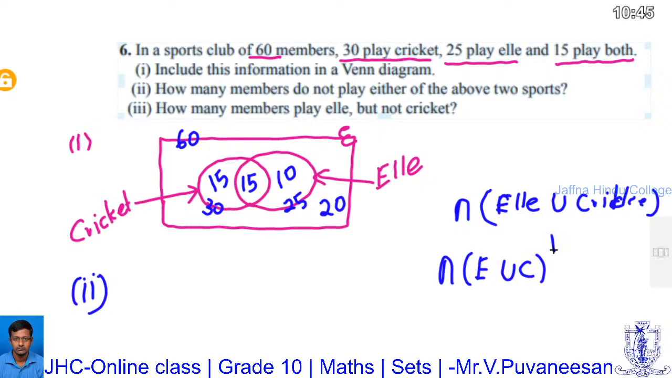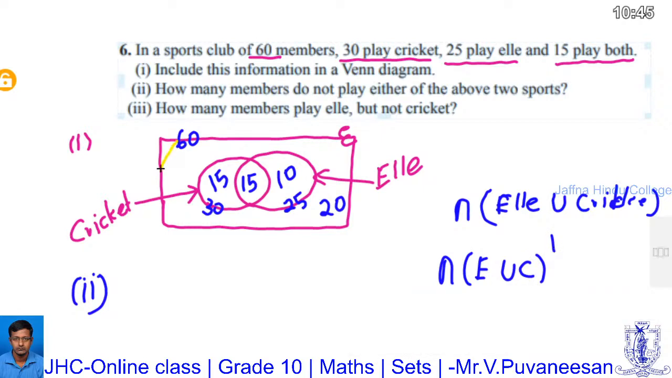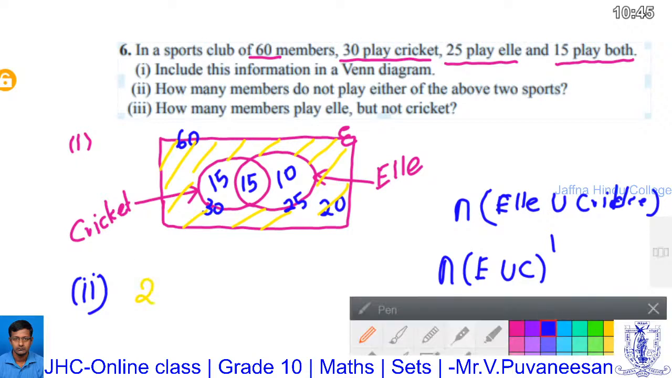So which region does this belong to? Outside the two circles, this is the region. The members who belong here do not play either of the above two sports, that is 20. Okay, the answer is 20.